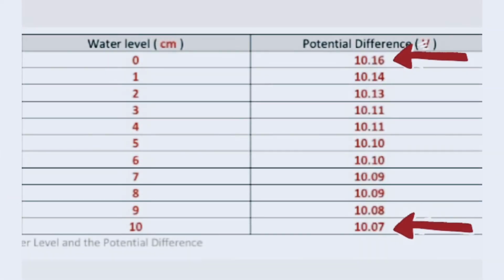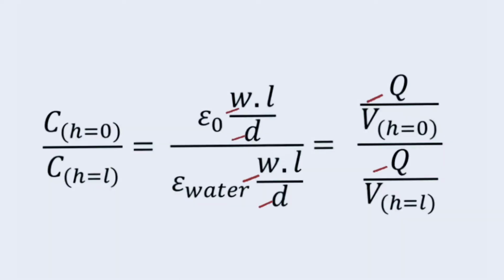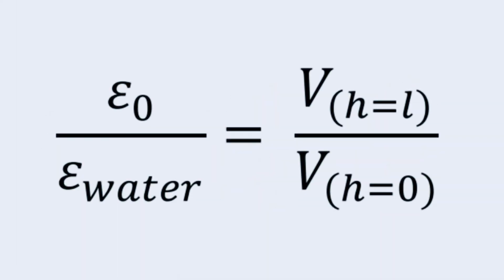We can evaluate the specific conditions for H equals 0 and H equals L. The ratio of the capacitances gives us this equation. Since WL divided by D and Q cancel because they are the same, we get this equation. We will use this equation for calculating the permittivity of distilled water.